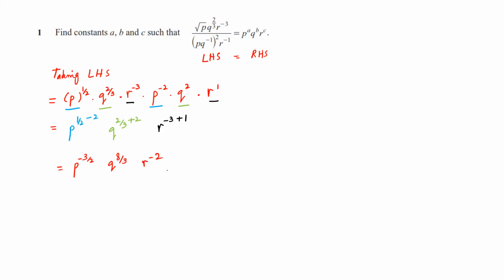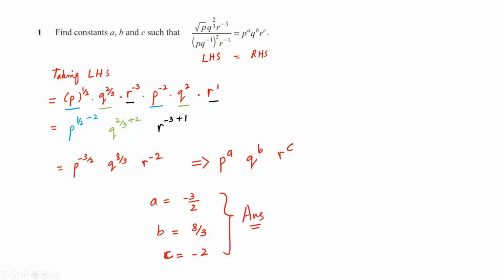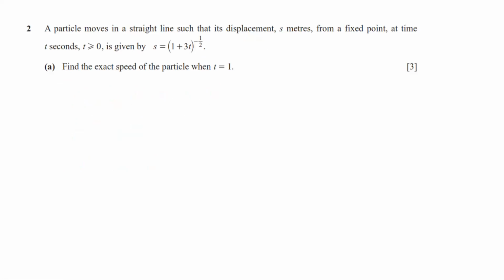Now this is the simplified form, and if we compare it with P power A, Q power B, R power C, we get A equals minus 3 by 2, B equals 8 by 3, and C equals minus 2. This is our answer. Moving ahead, question number 2.